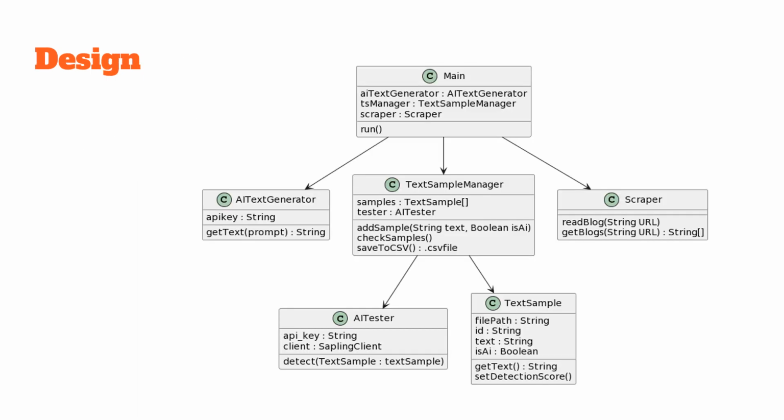So here you see our design. We have our main class, which is kind of what runs everything. And then we have a text sample manager, and that is more or less an array of text samples. And then the text sample manager also has an AI tester. So the main would use the AI text generator or the scraper to get text. They would put it in the text sample manager, and then we would test it using the AI tester.